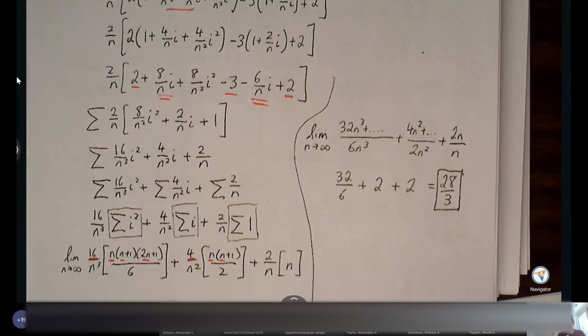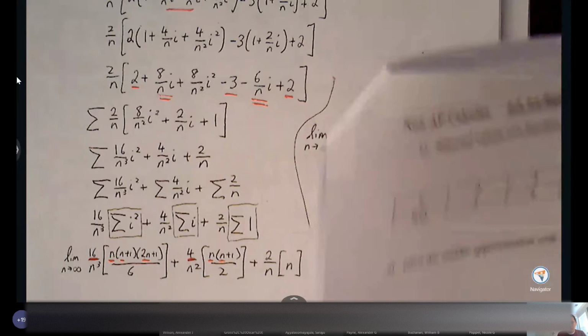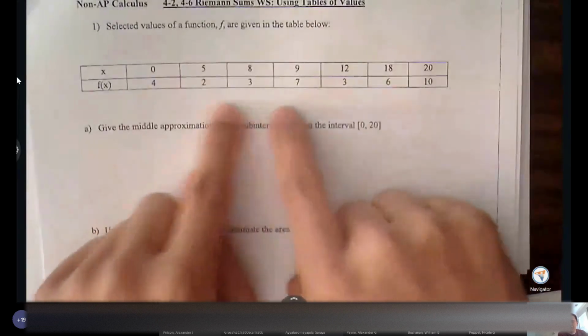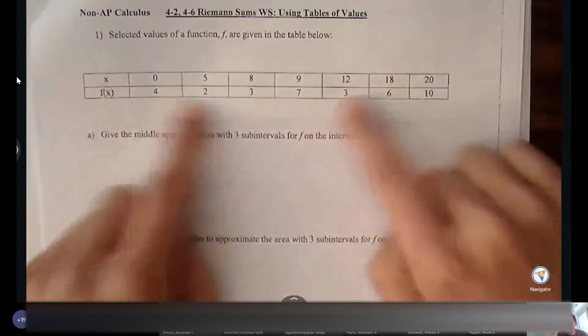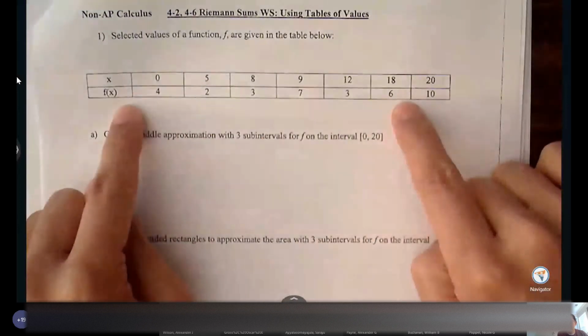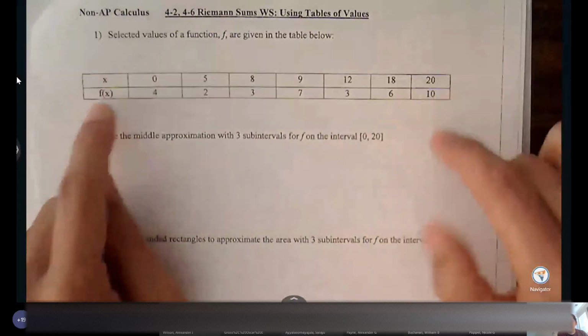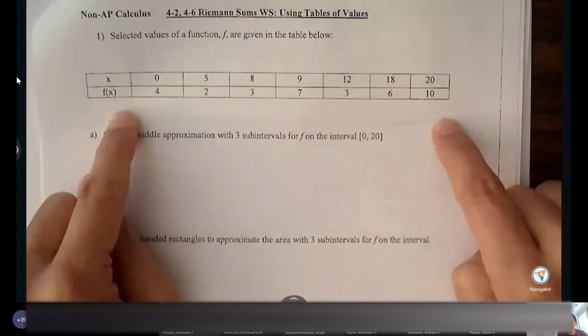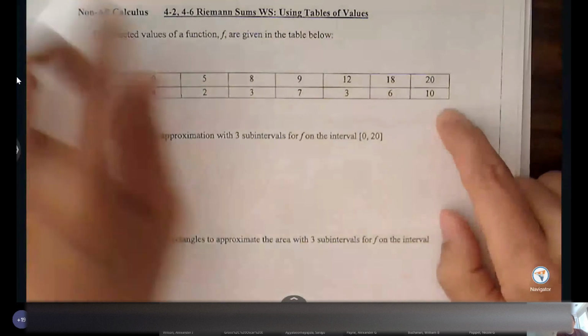So on Monday, we're going to finish up on 4.2 with Riemann sums. Now there's another part of Riemann sums, or another way of expressing Riemann sums using a table of values, that we haven't gotten to. And this is the way that most likely the AP exam is going to ask you to gather information using rectangles: they're going to give you a table of values. It's not difficult, but we just have to know how to apply it. So we'll finish this up on Monday, and then we'll start 4.1.